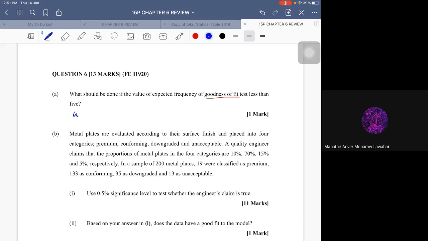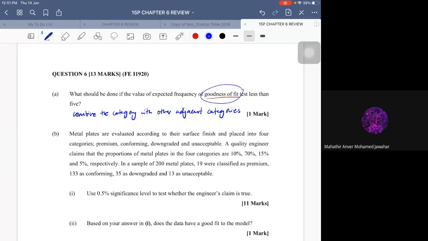So we are going to combine the category with other adjacent categories. And this condition only applies for goodness of fit, it doesn't apply for the independence test. So there is no such condition for the independence test, this only applies for goodness of fit.